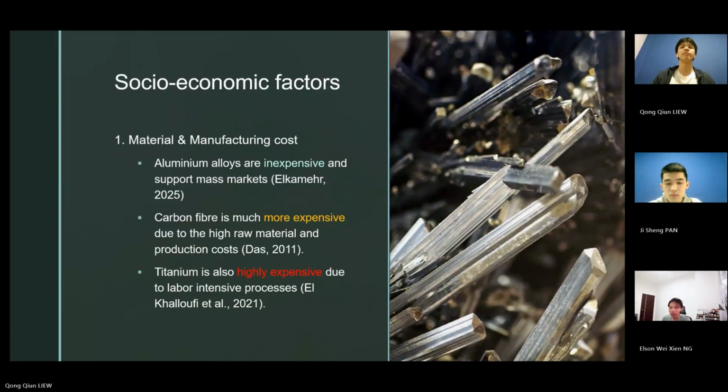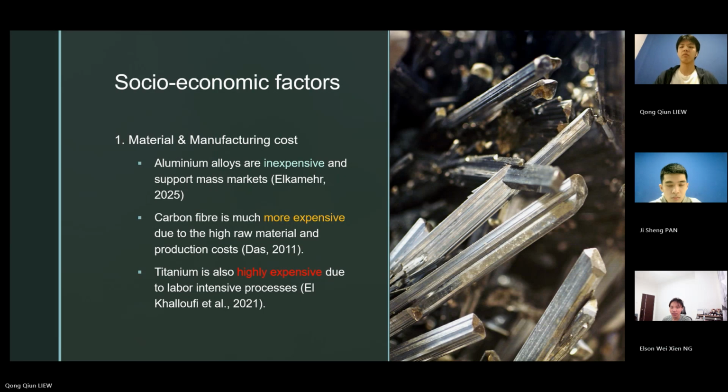Next. And now let's look at the socioeconomic factors. Aluminum, again, beats the other two, as it is the most affordable material, which means it supports the mass market. Carbon fiber is significantly more expensive due to high raw material and production cost. And titanium frames are also highly expensive due to labor-intensive processes.